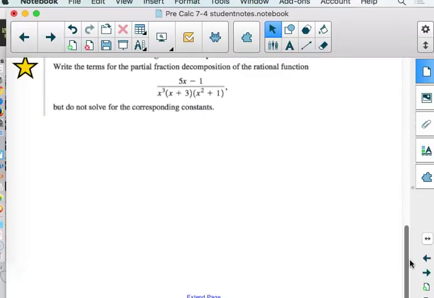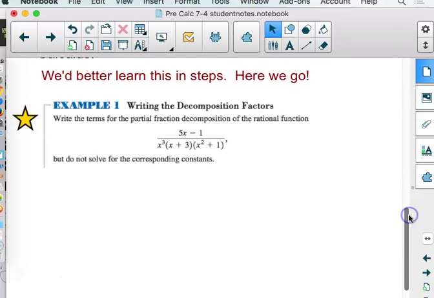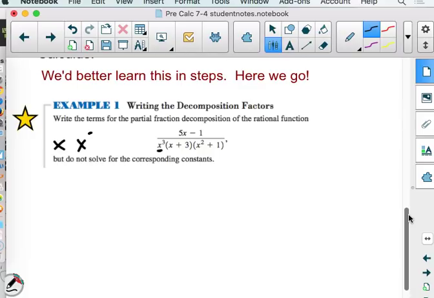Example 1 says we want to write the terms for the partial fraction decomposition of the rational function 5x minus 1 over x cubed times the quantity x plus 3 times the quantity x squared plus 1. So remember, we are trying to break these apart. So it's quite possible that this x cubed was just an x, and then maybe it was an x squared. So we have to reckon for that. So like it says, we don't want to solve this one. All we want to do is write it.